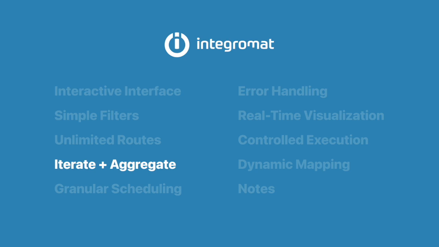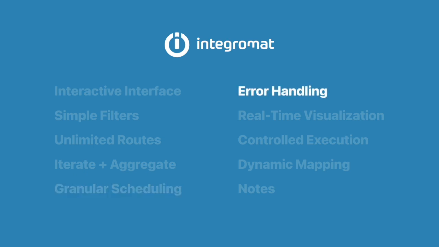Integromat makes it easy to work with a collection of items, such as a Notion database. Using the iterator module, you can automatically perform sequences on each item of the collection, and you can also merge items from disparate sources into a single collection using the aggregator module. And then for weekly and monthly triggers, Zapier supports just a single day of the week or month, but in Integromat, you can choose multiple days of the week or month.